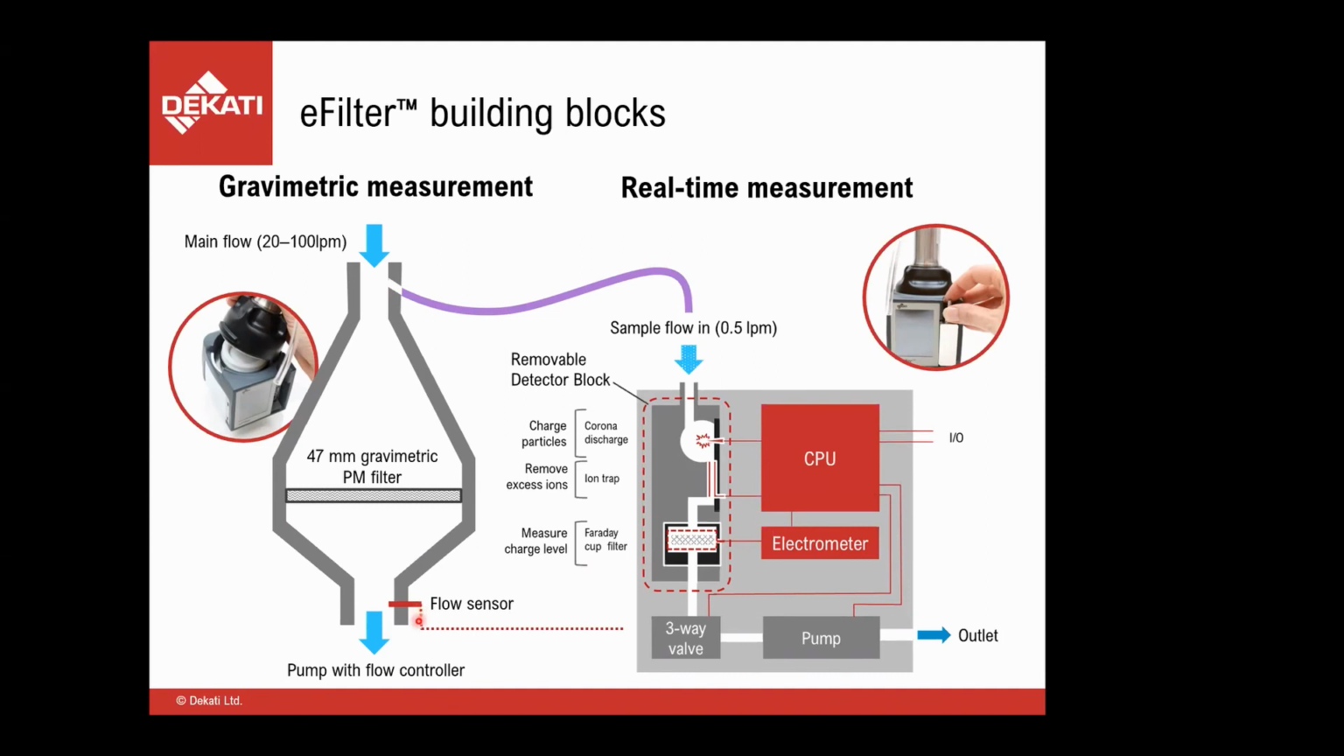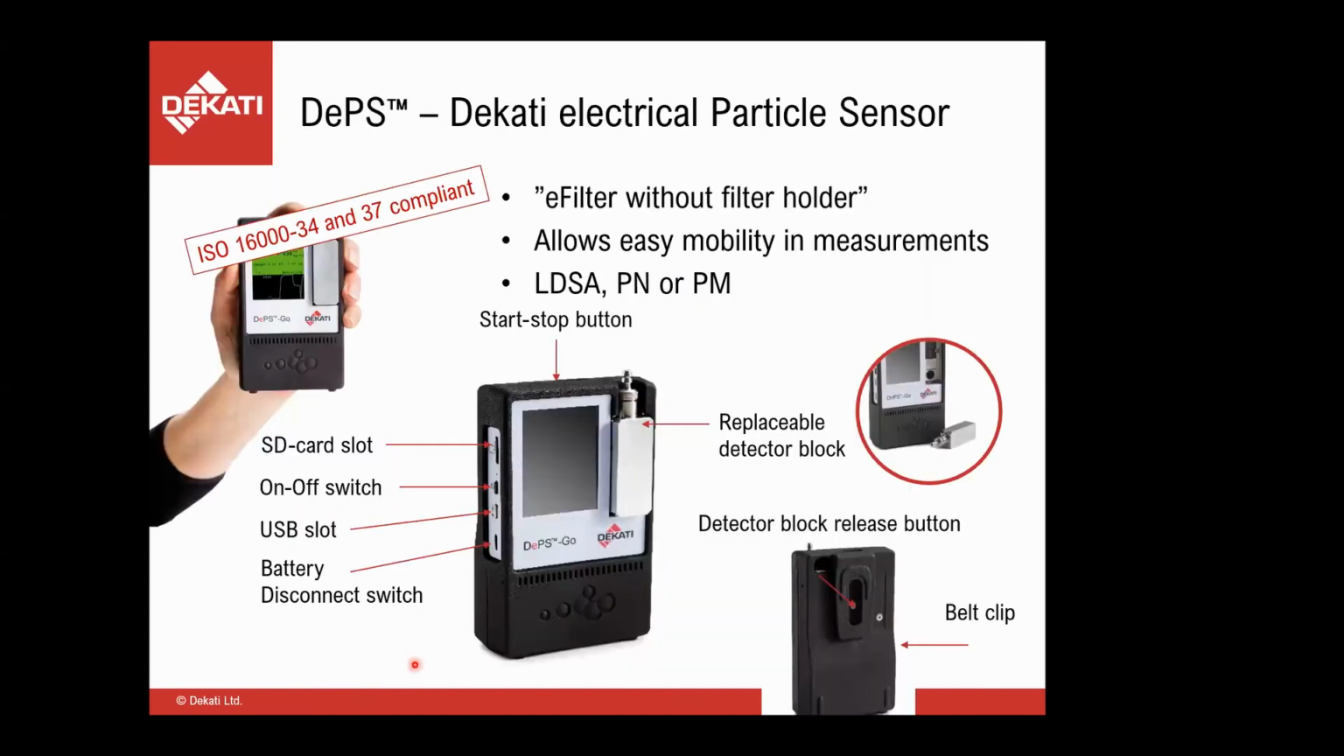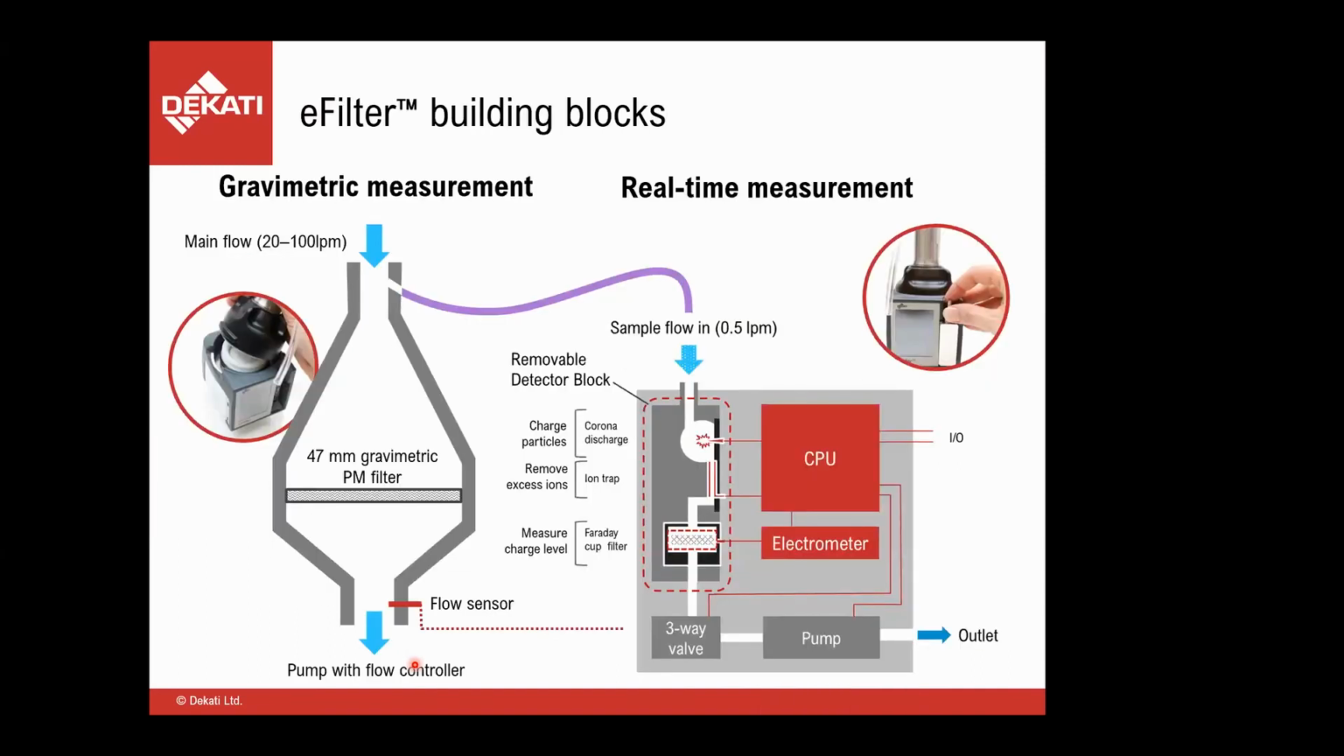So you would basically only, like if you were doing those 3 times 8-hour period samplings, you would only need to program the pump and its start and stop times, and the E-filter would automatically function based on that. And then another instrument is the Dekati electrical particle sensor, which is basically exactly the same as the E-filter, but only does the real-time measurement, so gives you real-time data on LDSA, which can then be correlated into other particle measurements as well.